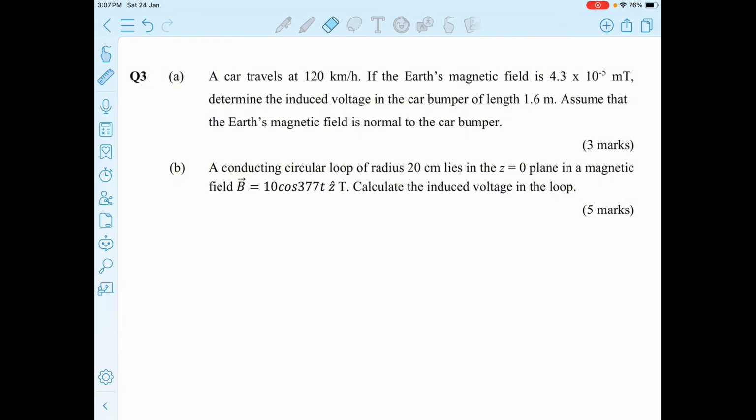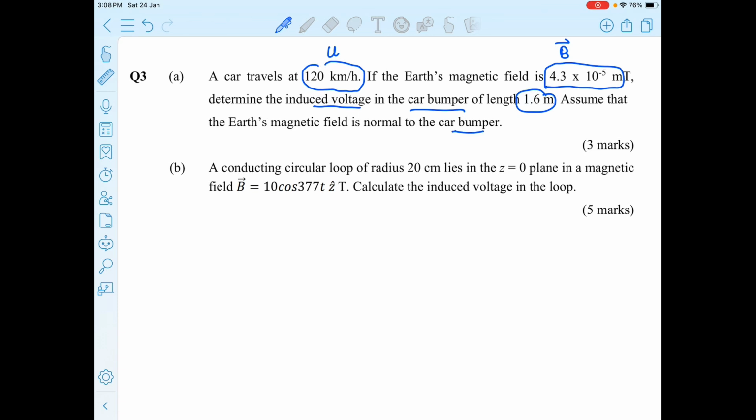So today in this video we are going to look at how to solve question number 3, which involves the voltage generated, the EMF voltage generated. Now look at question A. You have a car traveling at this speed, this is the U, and the Earth's magnetic field is this one, this is the B. Determine the induced voltage generated in the car bumper of length 1.6 meter, and assume that the Earth's magnetic field is normal to the car bumper.